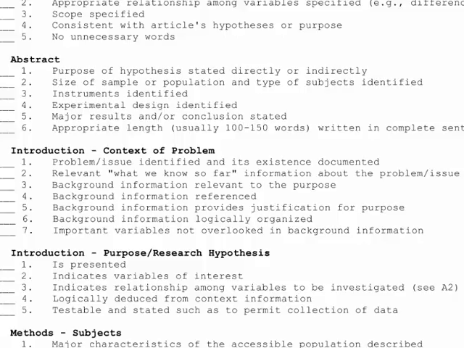It has to be presented, it has to indicate the variables of interest, and it needs to indicate the relationship among the variables to be investigated, which relates back to the title of the article. And the hypothesis or research question should logically flow from the first part of the introduction. So none of the research questions should surprise the reader. And of course, the questions need to be testable and need to be stated so that you can collect data to demonstrate a relationship among the variables.